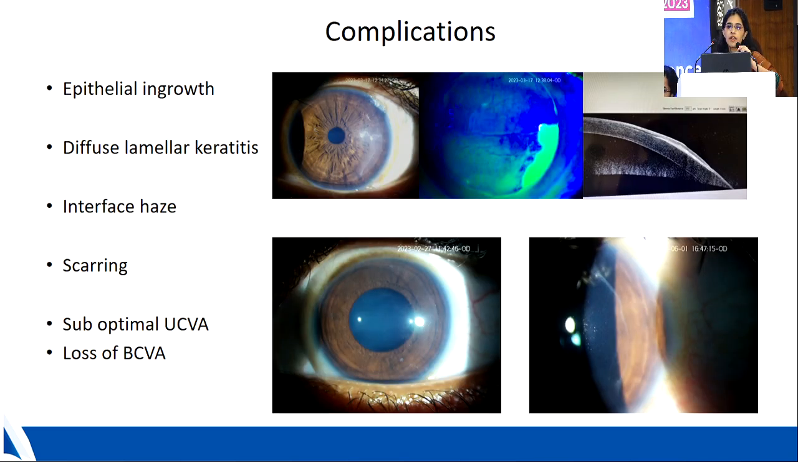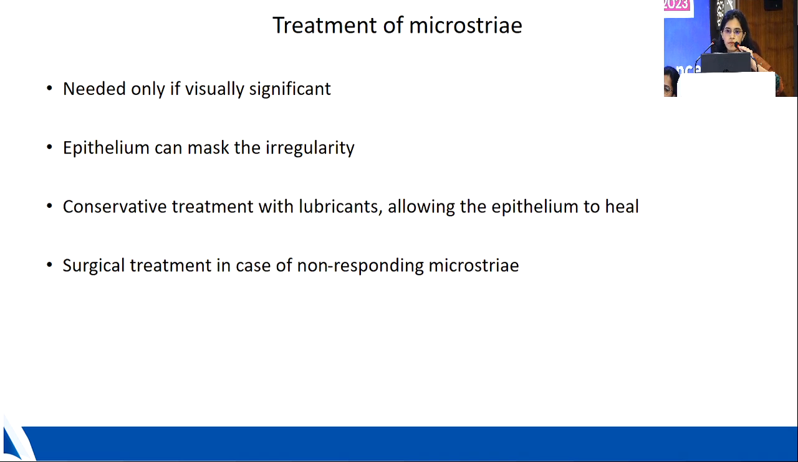I'll skip this. A few complications after getting a flap striae can be epithelial ingrowth, diffuse lamellar keratitis, interface haze, scarring, and suboptimal BCVA and UCVA. Treatment of microstriae is required only when they are visually significant, and usually if we give it adequate time and treat with lubricants, the epithelium masks the irregularity caused by microstriae.